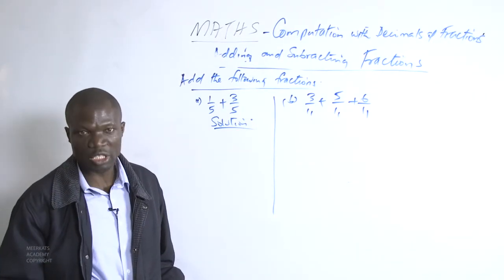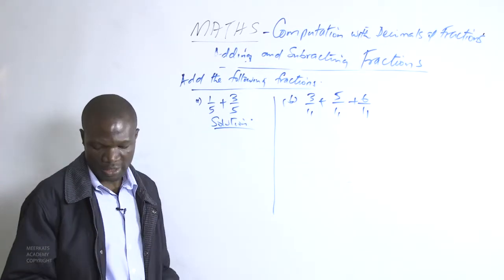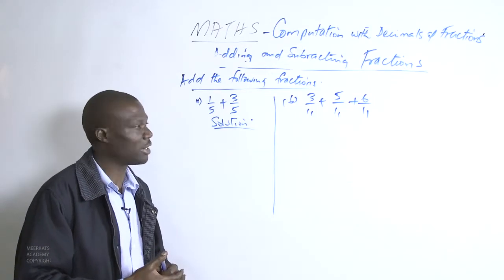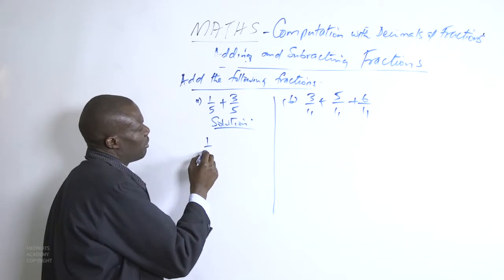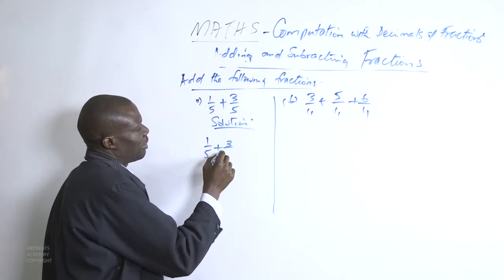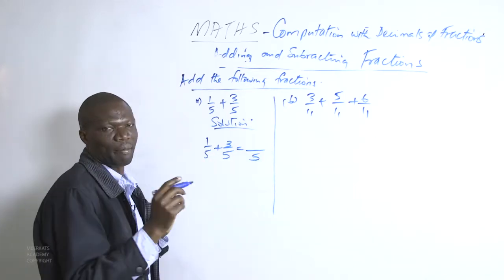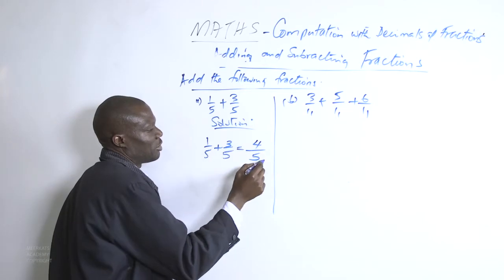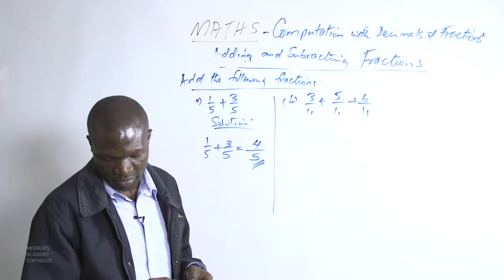First thing I want you to notice is that the denominators are the same, or alike. Therefore, we simply add the numerators and simplify. So 1 over 5 plus 3 over 5: the denominator is maintained and the numerators are added. That is 1 plus 3, which is 4. So our answer is 4 over 5.